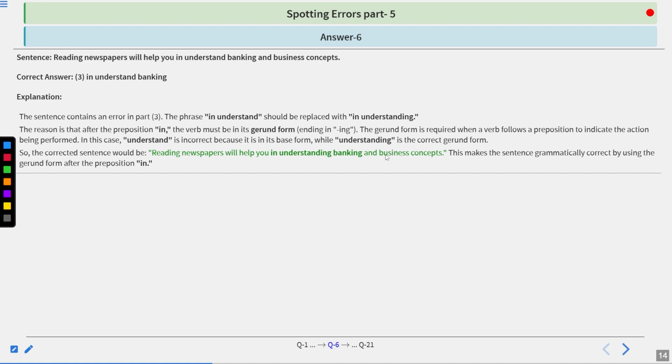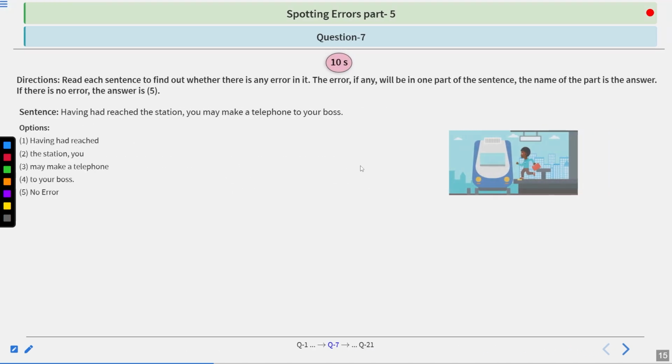There is a rule, you have to use gerund forms after prepositions. So stick to it. Let's move to the next question. The next sentence is, having had reached the station, you may take a telephone to your boss. Options are given below. You have 10 seconds to spot the error.